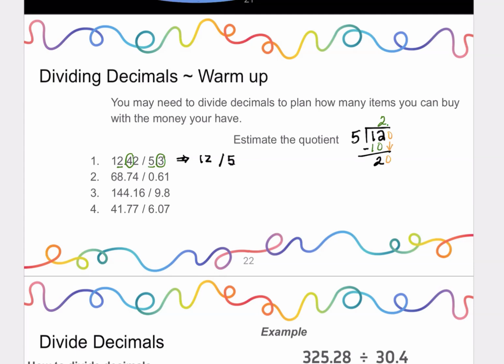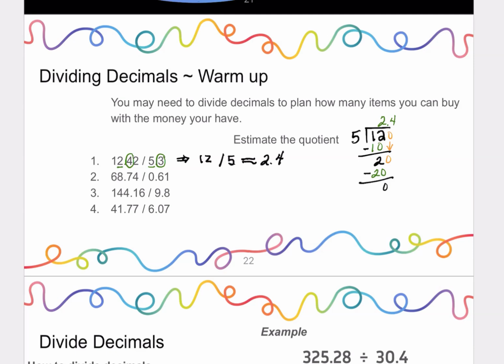Now we know that if we have 20 of something and we want to divide it out by 5, we can do that 4 times, because 4 times 5 is 20. Then we subtract as we usually do, and that gives us 20 minus 20, which is 0. So for this first problem, even though we estimated, we got a decimal answer of approximately 2.4, or 2 and 4/10. Let's do that one again.